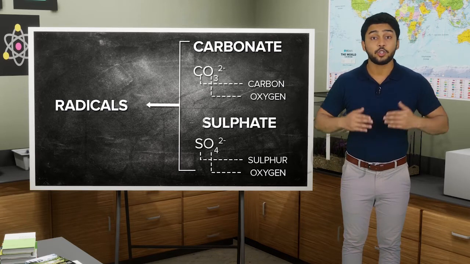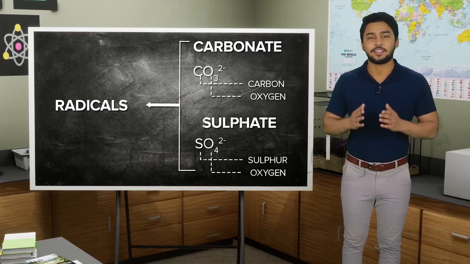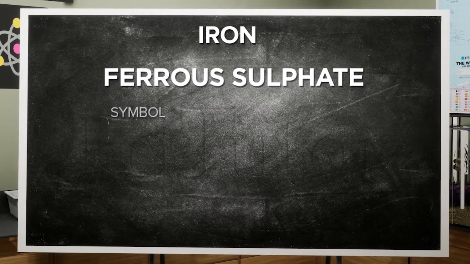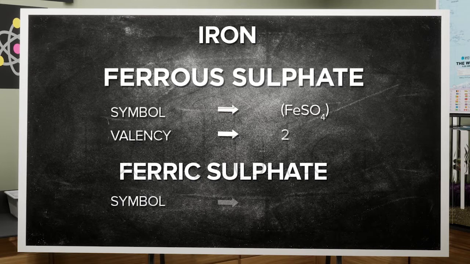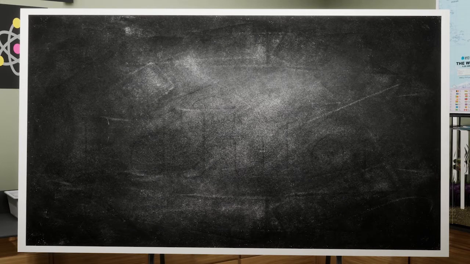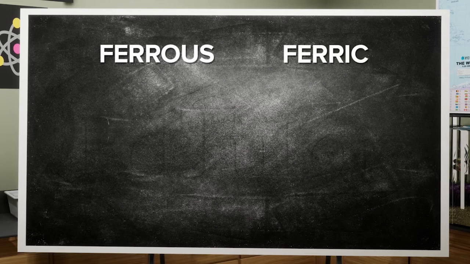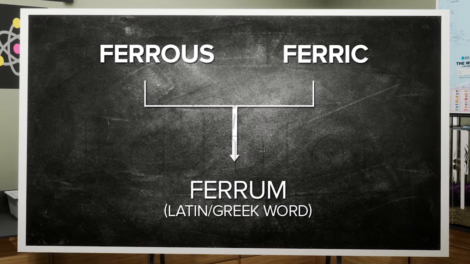Some elements show variable valency, such as iron in ferrous sulfate has a valency of 2, but iron in another compound called ferric sulfate will show a valency of 3. The words ferrous and ferric are used because these are derivatives of the Latin or Greek word ferrum.